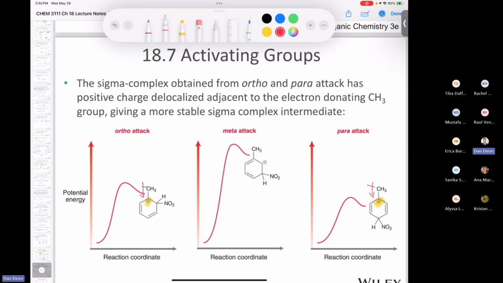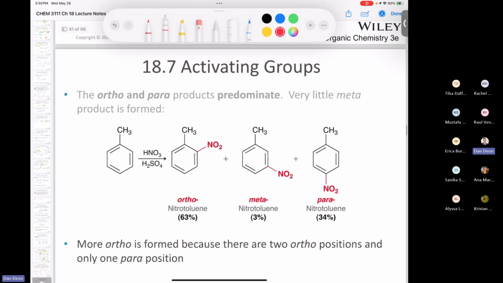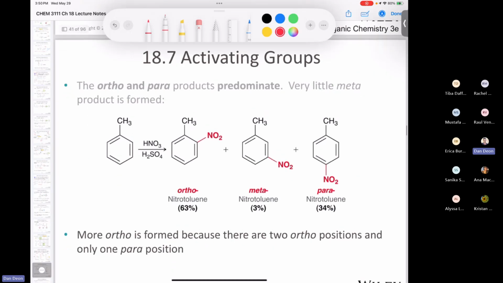Okay, cool. All right, another thing that I'll say, and I don't think this is in the slides. Yes, it is in the slides, okay? Toluene is a bit of an anomaly. It's a little bit strange compared to all the other electron donating groups. Why? Because a methyl group is very small, right? Methyl groups aren't very big. So small.